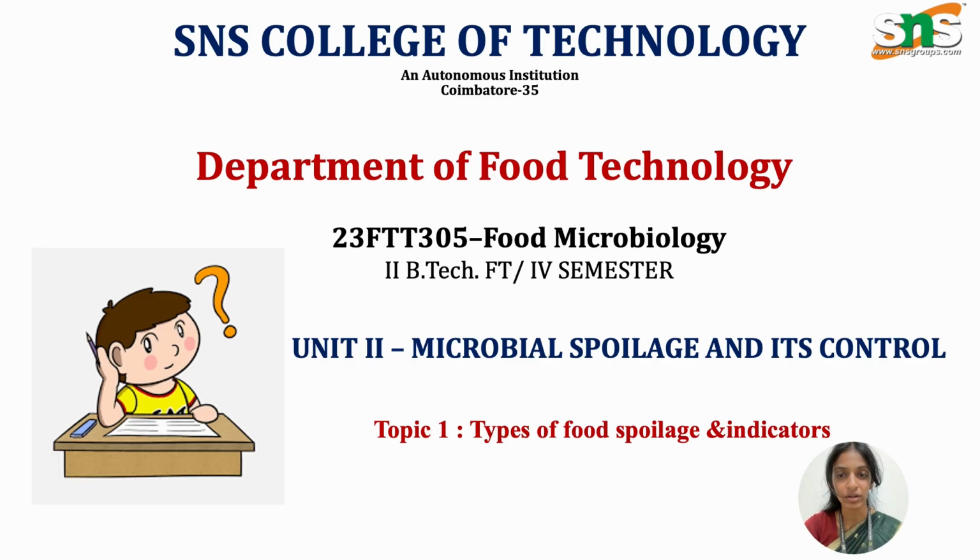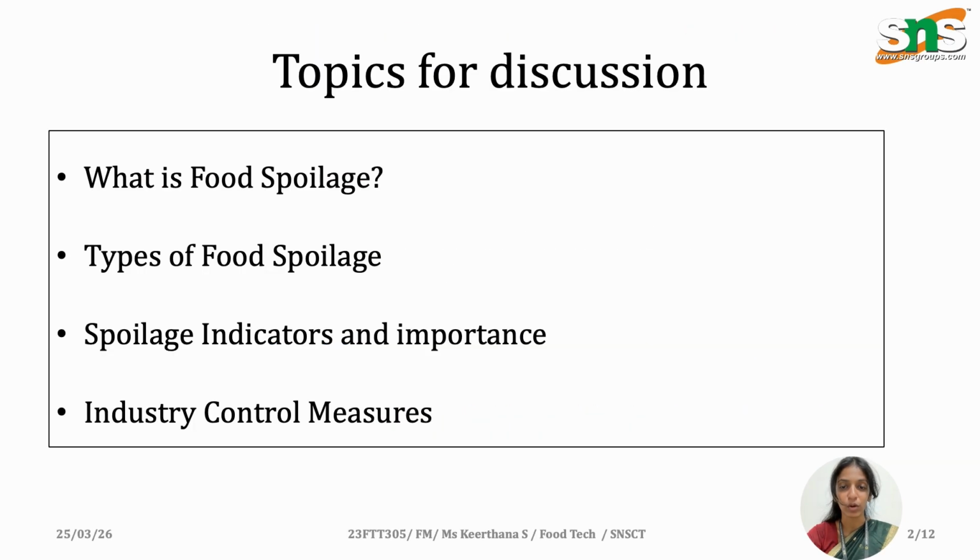So in today's video we'll be discussing what the different types of food spoilage are and what the indicators of spoilage are. So we will be discussing topics like what is food spoilage, the different types, spoilage indicators and its importance, industry control.